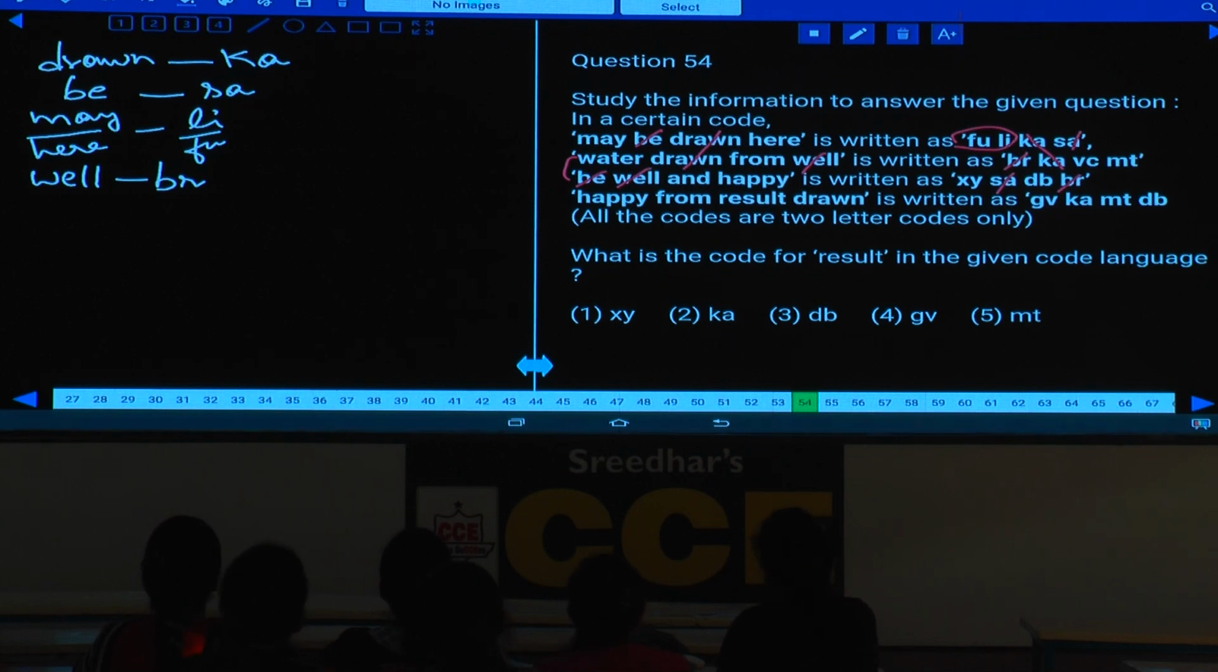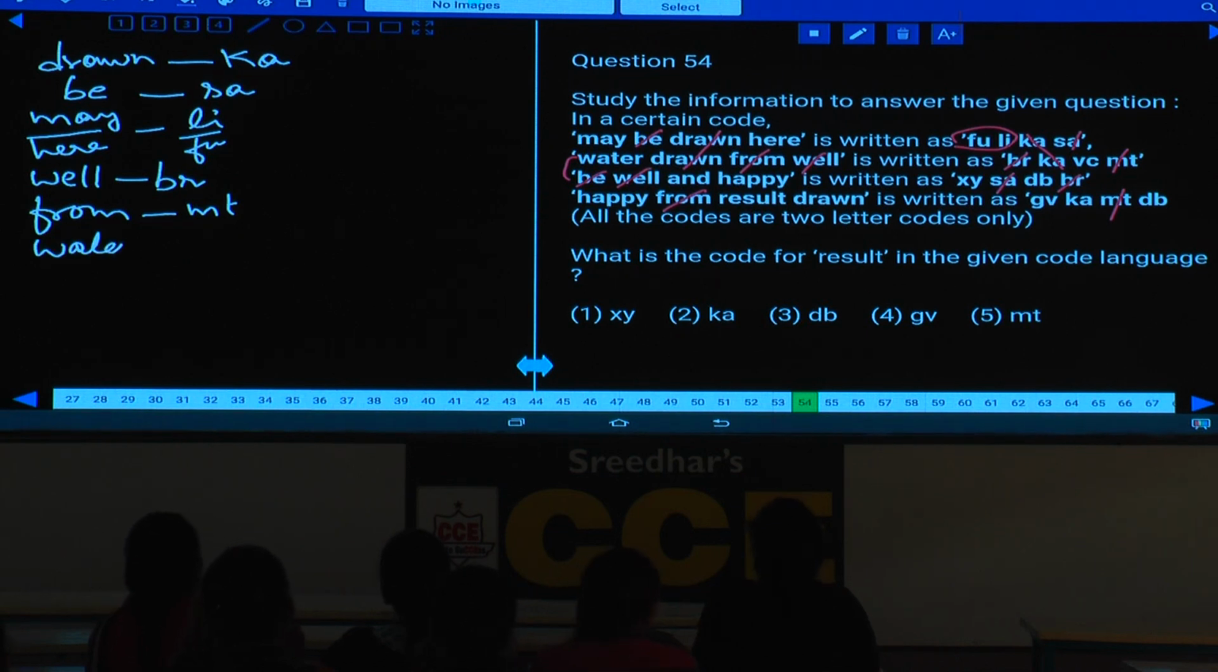Then now water and from. If you compare the second and the fourth, "from" is the word which is common between these two. What is the code common between these two? VC and MT, MT is common. Hence from is MT. Then what is left over here? Water is the word left over in the second statement, and the code left over is VC. Hence the code to the word water is VC.